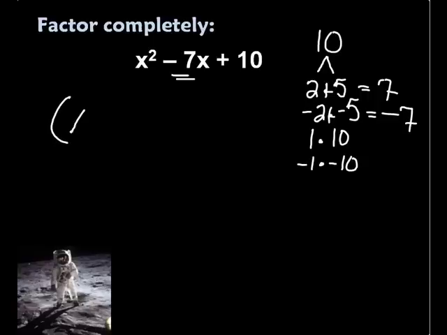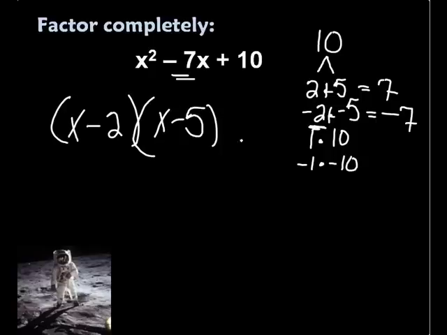So all I do is I take x minus 2, I get that right from here, times x minus 5. And I get that from right here. And you just factored it.